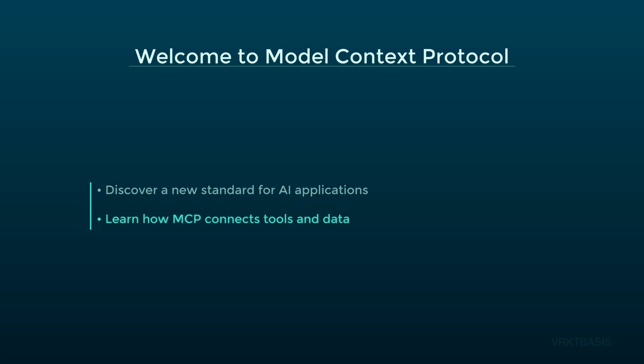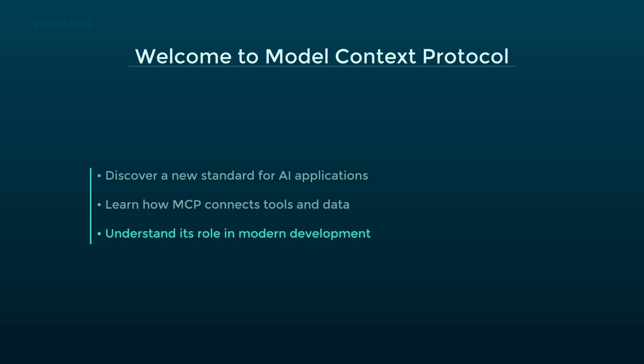Now, let's learn how MCP connects tools and data. Think of it as a universal adapter for AI. Your application can use a single protocol to pull information from a database, a company wiki, or even a live API without needing custom code for each one. This gives your AI a much richer and more current set of information to work with.